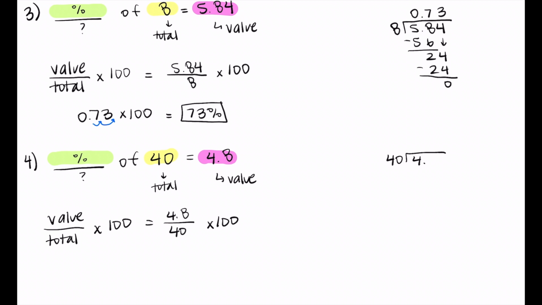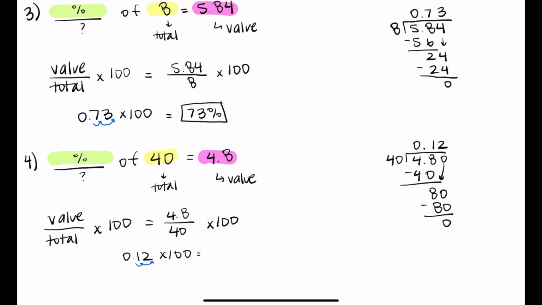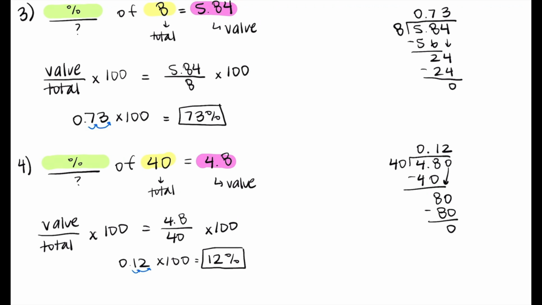We're dividing by 40, so that goes on the outside. And we know that 40, well, that doesn't go into 4, right? So we'll go ahead and draw a 0 up there. We know that 40, well, that goes into 48 one time. And when we subtract out, we get 8 left over. We'll bring down a 0. And we know that 40, well, that goes into 80 twice. And then when we subtract out by 80, we're all zeroed out. So we get 0.12, and we still have to multiply this by 100. And when we multiply by 100, we move to the right 2 units, and we get 12% as our answer for number 4.